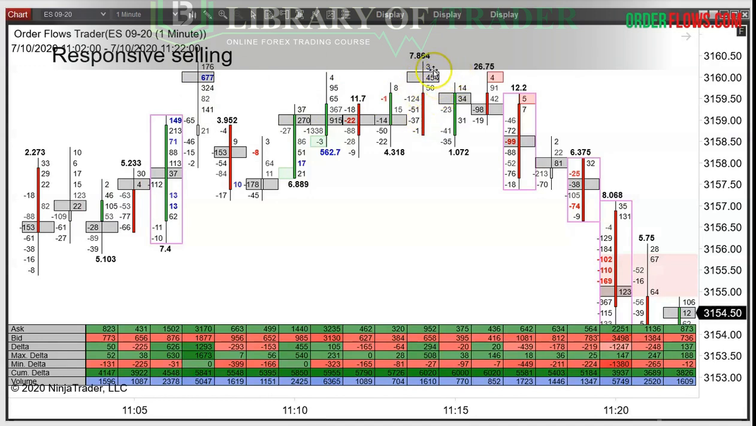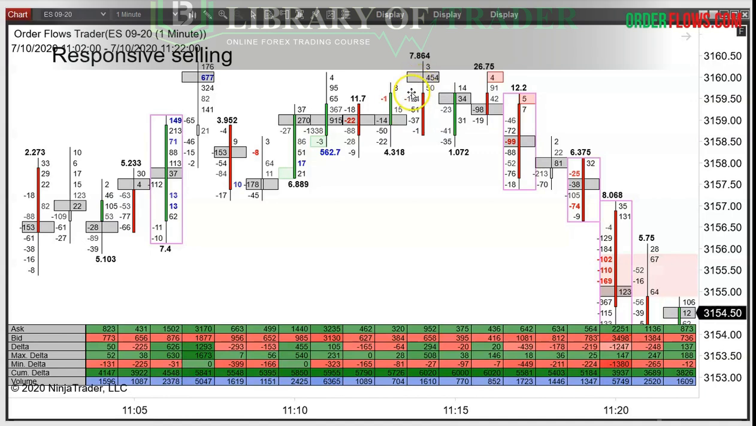Now I didn't turn on prominent points of control on this footprint because some people don't have my software. I think my software is best for determining prominent points of control. It's the only software out there that determines prominent points of control. But what you're looking for, in a basic sense, is point of control up near the high of the bar, near a swing high.